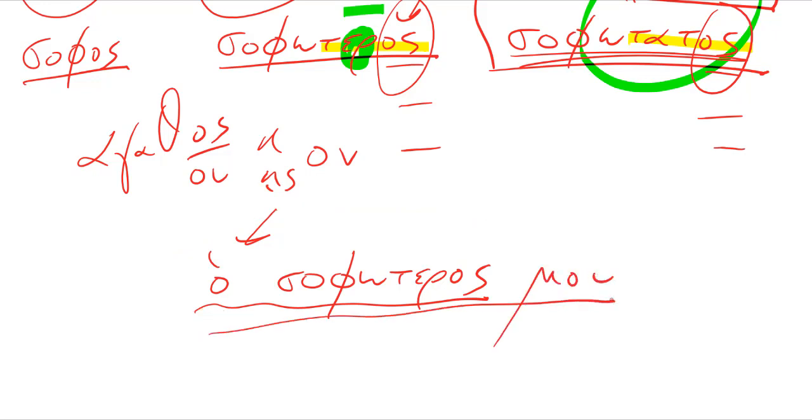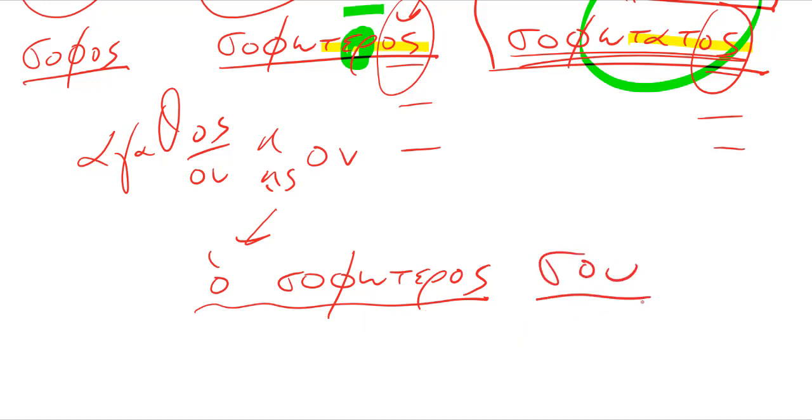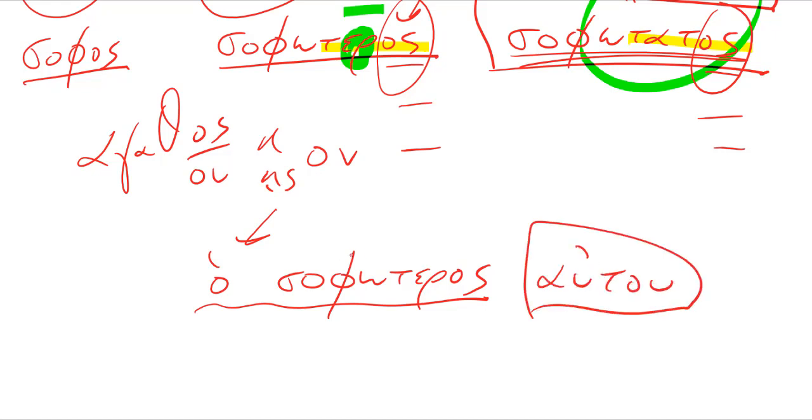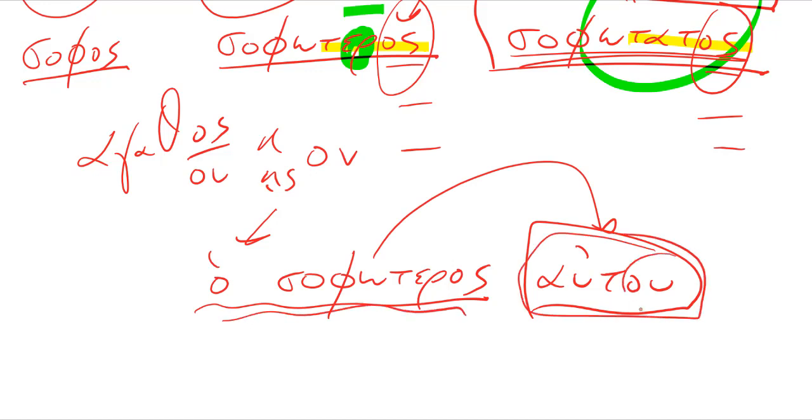The one who is wiser than I. Or if I say the one who is wiser than you, the one who is wiser than you. So it's not like the word than is in there, it's just the genitive. Or the one who is wiser than he would be the genitive autu, right? It's frequently the thing that you're comparing to, you will put right next to the comparative form in the genitive.